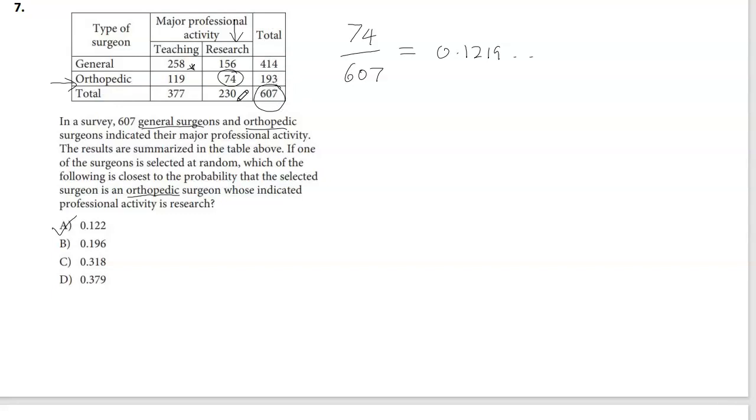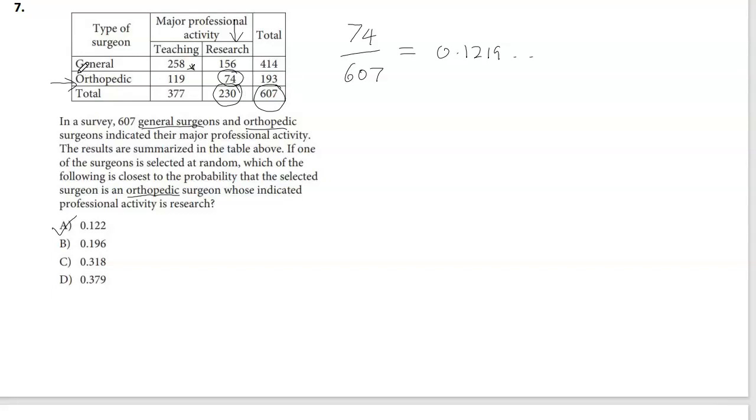So if they ask you, a surgeon is selected at random, what's the probability that they are in research? A surgeon is in research, meaning that they are in general or orthopedic. And we have a total of them here, and then you can relate it to this one.